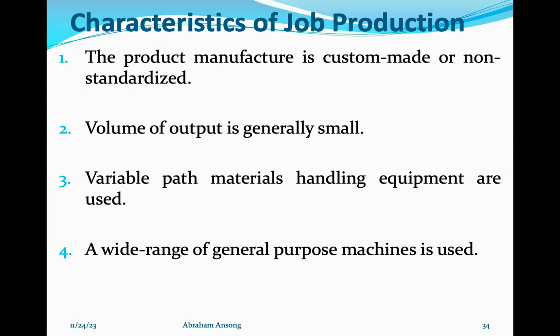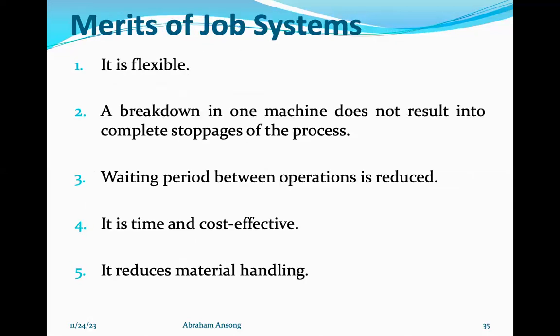Variable part materials handling equipment are used. Why? Because the outputs are not standardized, and so you may have to use different parts to be able to get the output for the client or the customer. A wide range of general purpose machines are used, because the products are not standardized. It is flexible. You can always adjust your machines and your equipment based on the job that is at hand. A breakdown in one machine does not result into complete stoppage of the process.